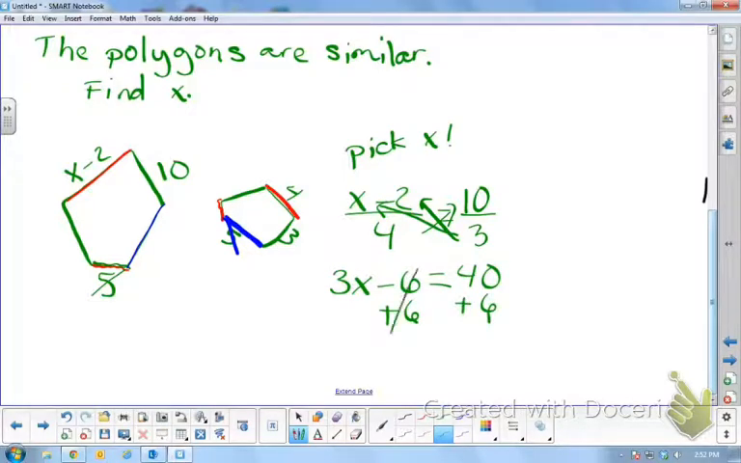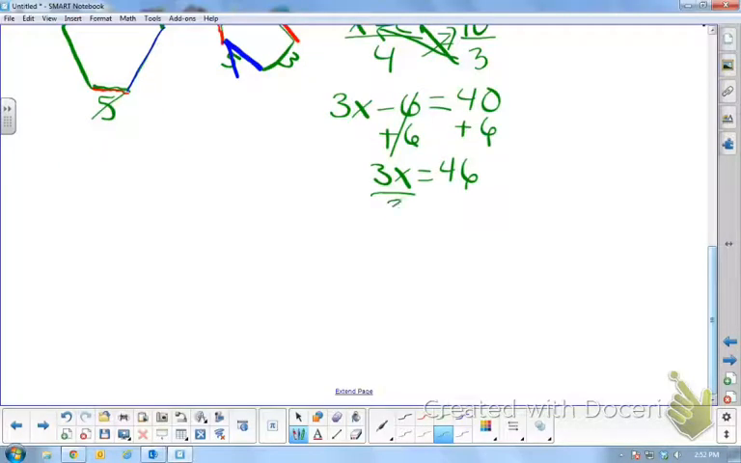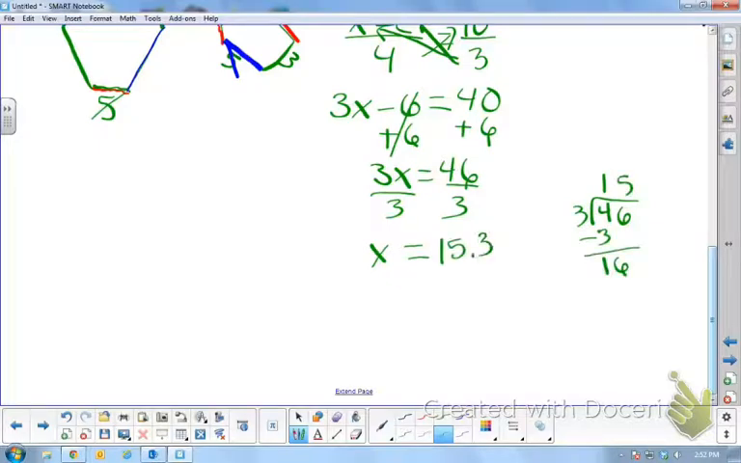Add 6 to both sides now to solve this equation. And then divide by 3. So x is, let's see, 15.3. That one we did happen to get a decimal. Most of the ones on the test you're probably going to get whole numbers. But for the examples, I often just make them up quickly so they come out as decimals.